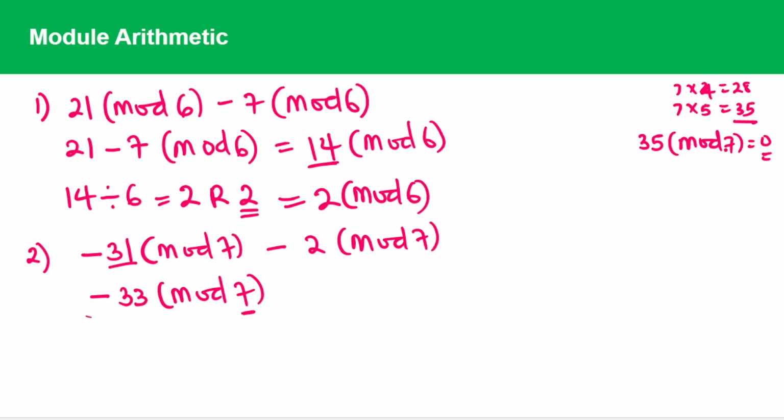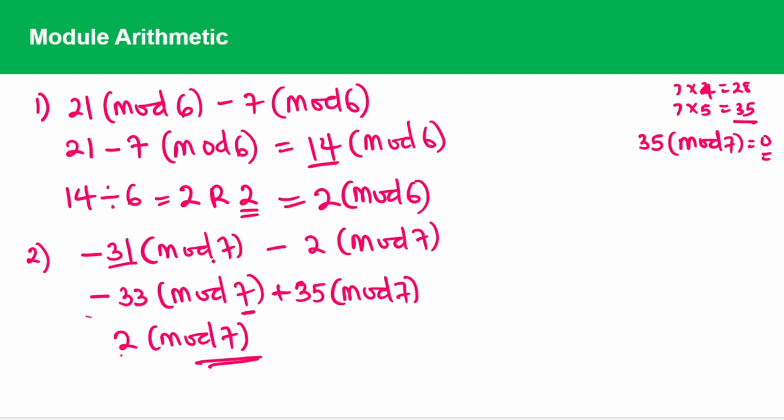So adding 35 mod 7 to this expression is as if I'm adding 0 to the expression. So I'm not changing the expression. The whole idea is to use the 35 to turn this into a positive number. So minus 33 plus 35 will now give us 2 mod 7. Therefore, since 2 is less than the mod, our final answer for these two subtraction is 2 mod 7.